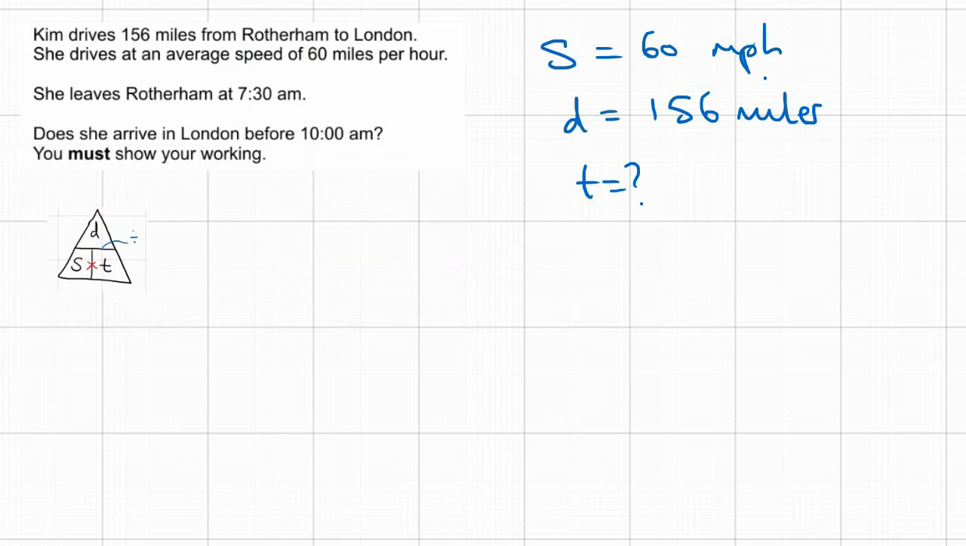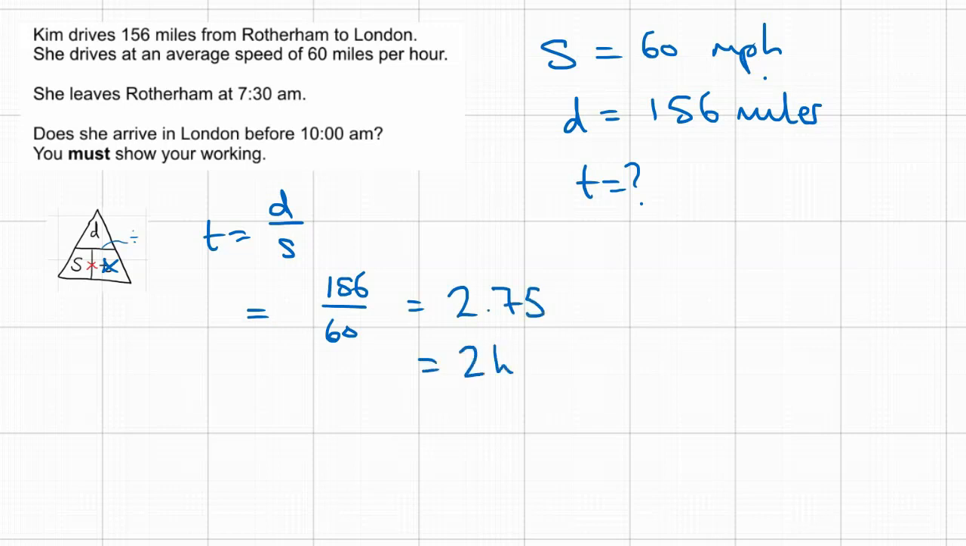From this, we're going to cover up the time. So we know that time equals distance over speed. So I'm going to do 156 over 60. That gets me 2.75. I'm going to press that little button to convert it. Or you can use the other method. You might just be able to spot this one. That's 2 hours and 45 minutes.